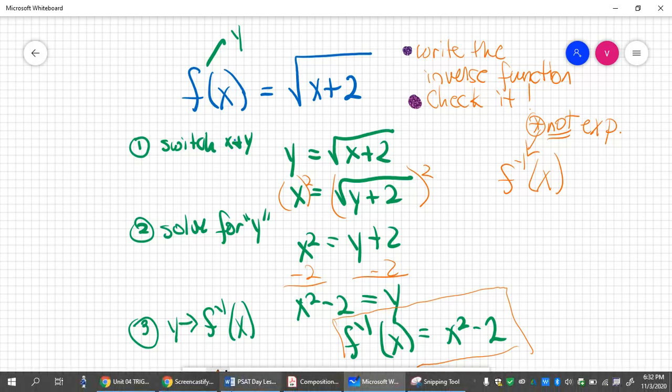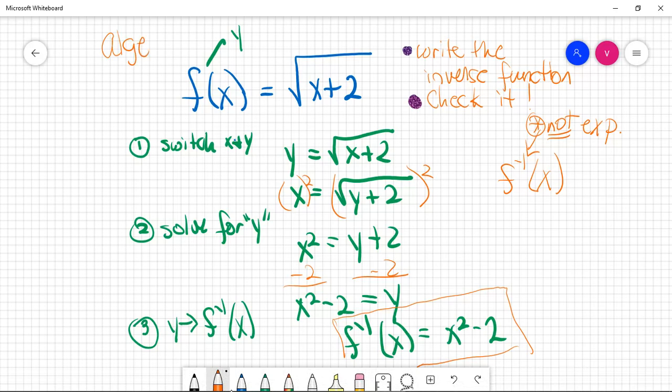So this is what we do again. We switch the x and y coordinates to solve it algebraically, right? This is an algebra example. Okay, so first you switch the x and y. Once you do that, you solve for the y. And then at the end, you replace the y with f inverse, not f to the negative 1. It's f inverse of x.